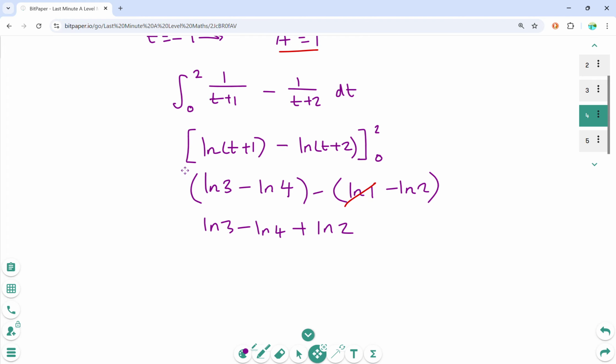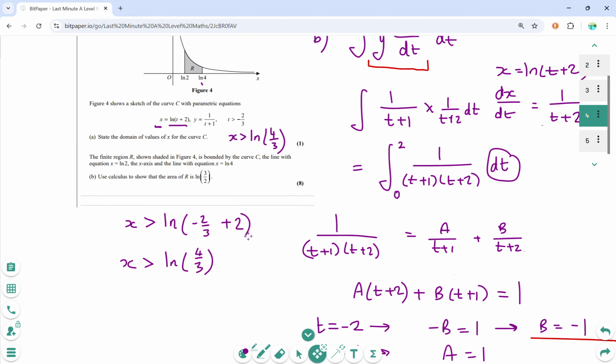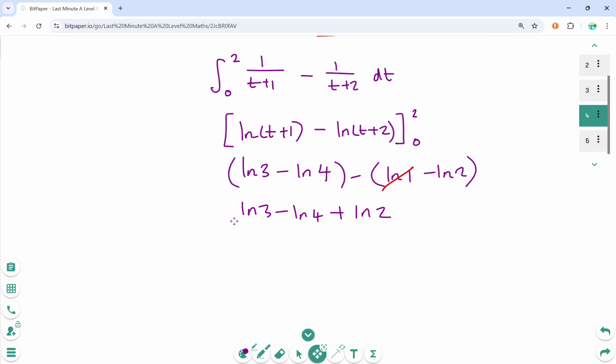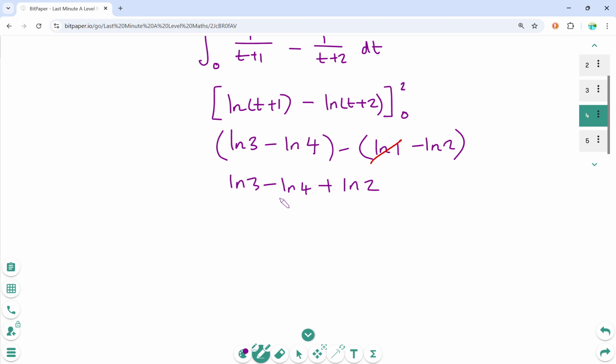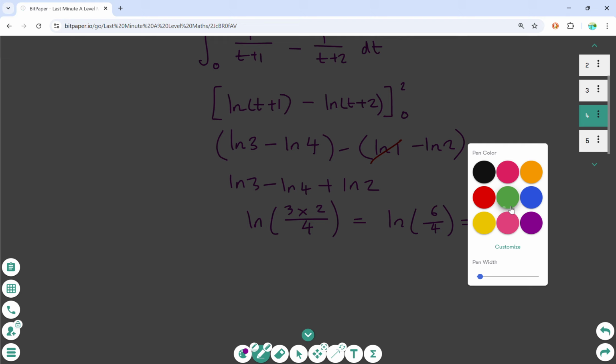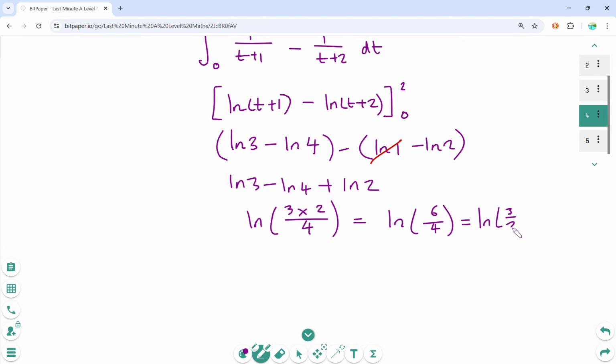And then let's look at what they're asking for. They're probably asking for a single logarithm. Yeah, they love this. So we're just going to put these together. So if logs are adding, you can multiply them. And then if you're subtracting, you divide. Simplify this. 6 over 4, ln 3 over 2. And that's your answer.